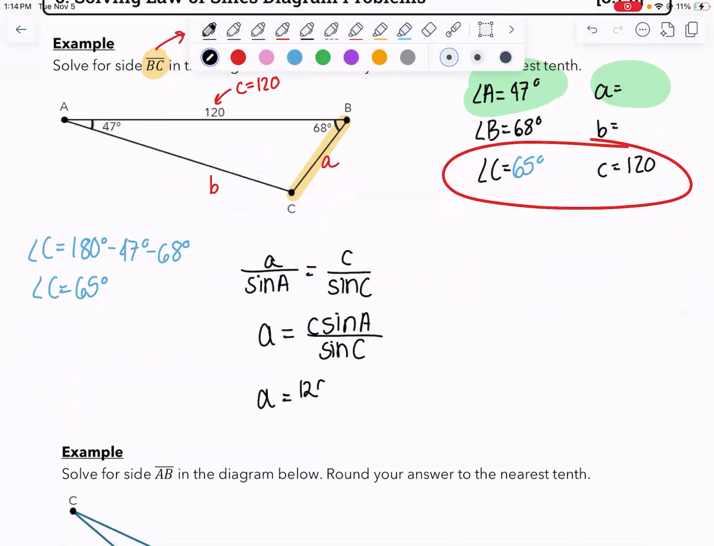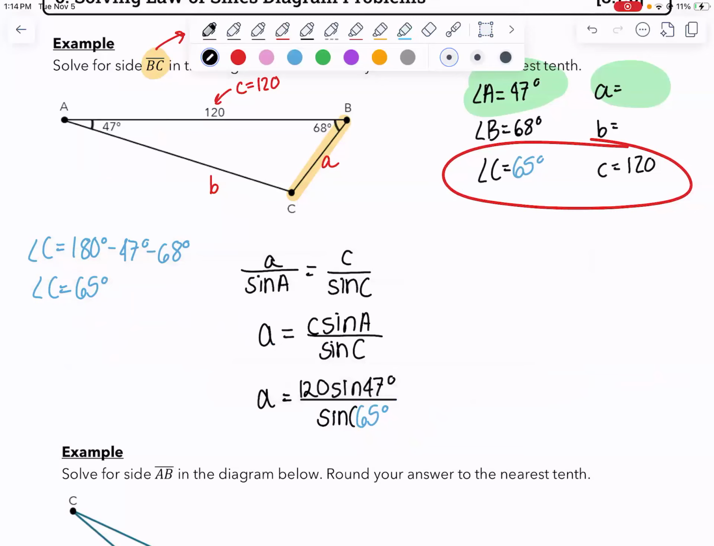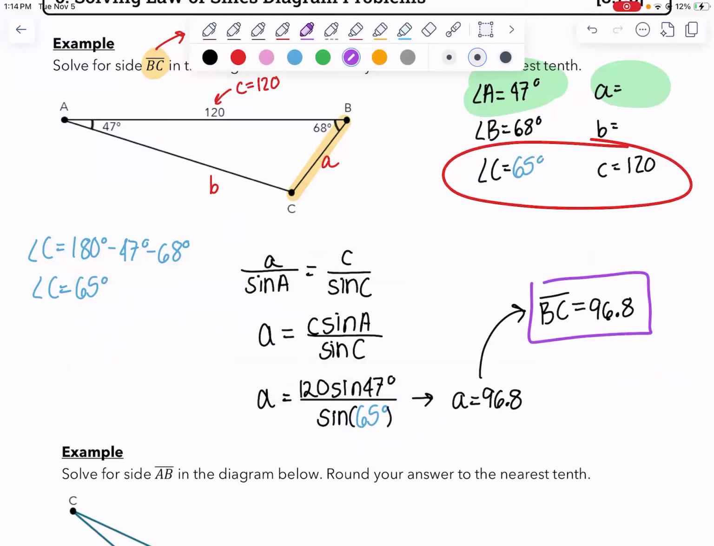C is 120, angle A is 47 degrees, angle C is 65 degrees. If you plug that into a calculator, you'll get 96.8. So A is equal to 96.8. We were asked for side BC, which is the same thing, but I'm going to relabel this BC is equal to 96.8 so that we're answering the question we were asked in the first place. So side BC is 96.8.